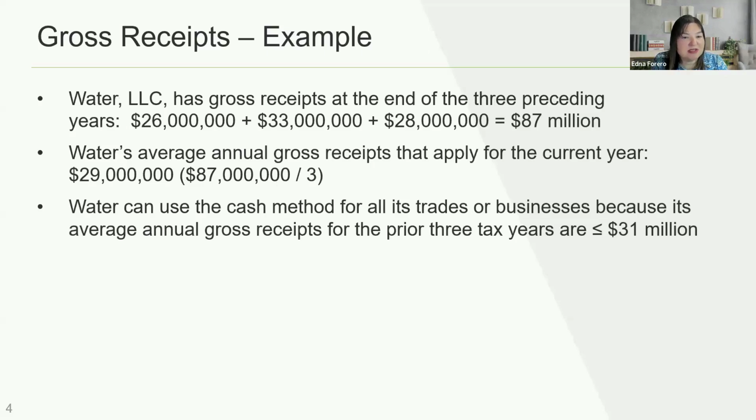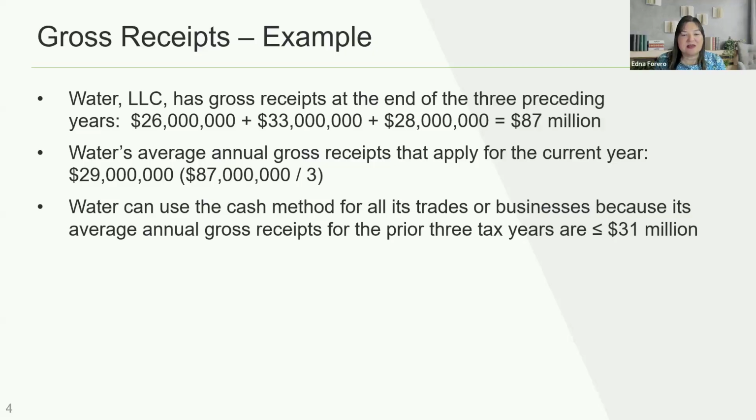So here's an example for you of gross receipts. Water LLC, a limited liability company, has gross receipts for the 3 preceding years of 26 million, 33 million, and 28 million, which equal 87 million. Their average annual gross receipts that apply for the current year are 29 million. So we're going to take the sum of those 3 past years and divide by 3. Water can use the cash method for all its trades or businesses because its annual average gross receipts are less than 31 million. If they were over 31 million, they would not be able to use that exception at all.